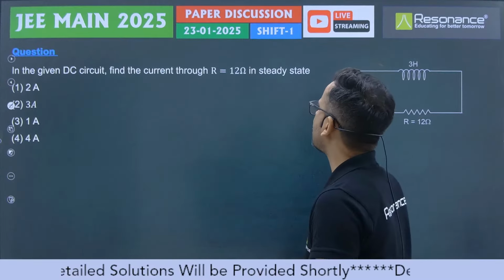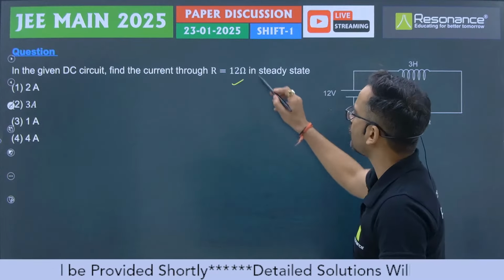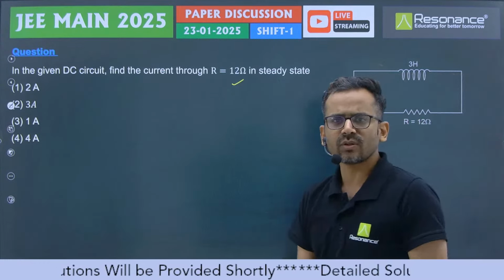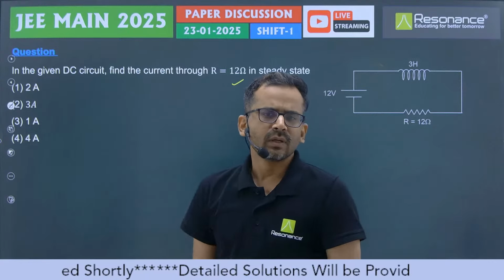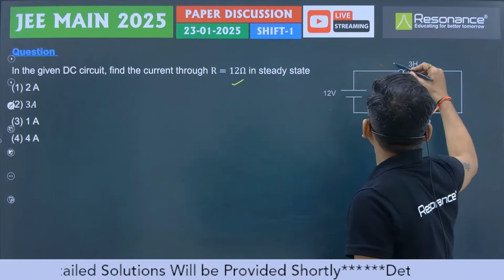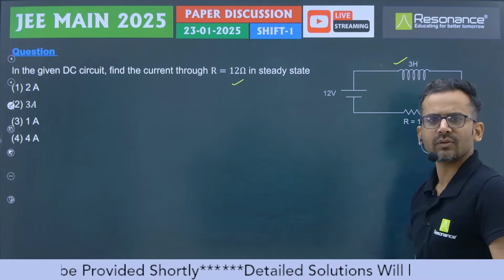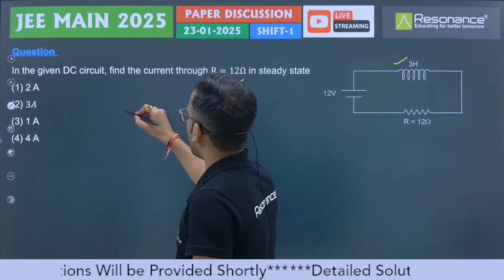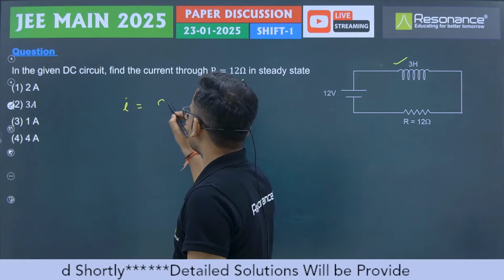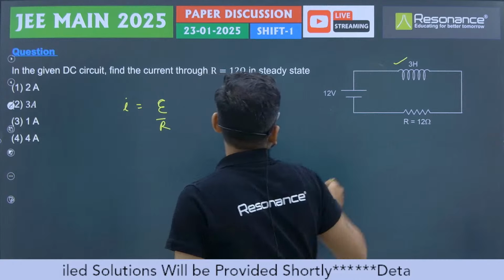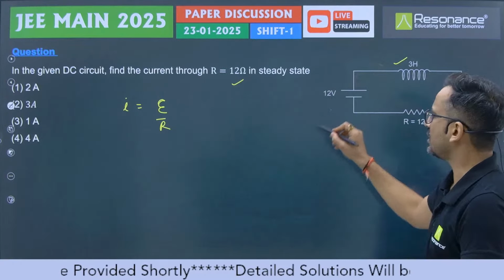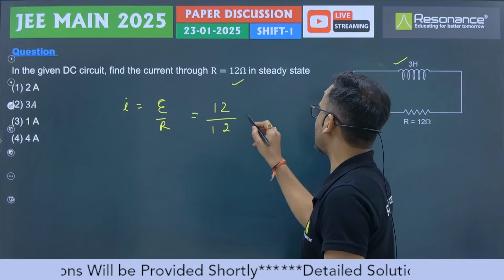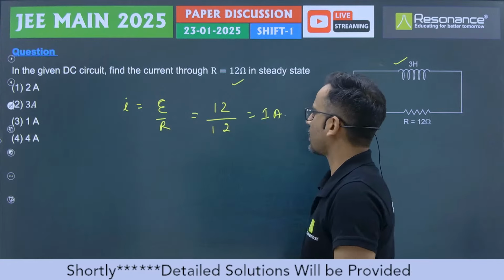In this DC circuit, find the current through the 12 ohm resistor when it is in a steady state. Now we know that in a steady state, an ideal inductor works like an ideal wire. So over here, I is equal to E upon R. It will act like an ideal wire. So E is just 12 upon R is 12. That is 1 ampere.